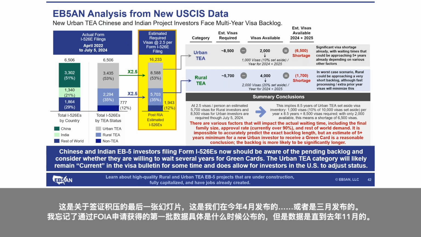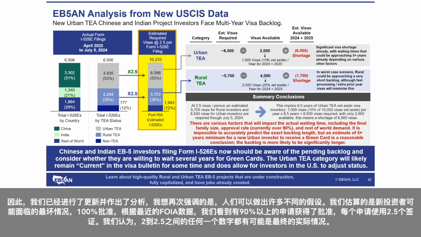So this last slide on the backlog is an update of what we put out in March or April of this year, after the first bit of FOIA information came out, up through November of last year. So we've updated it with our analysis. Again, there are lots of different assumptions that you can make. We're estimating a kind of worst case scenario: 100% approval for new investors, though we are seeing north of 90% approval based on the recent FOIA data, and also 2.5 visas per application. We think anywhere between 2 and 2.5 is probably realistic for where we end up.